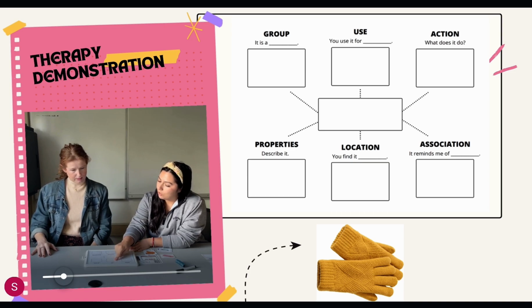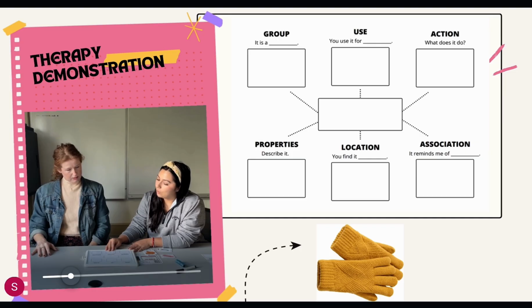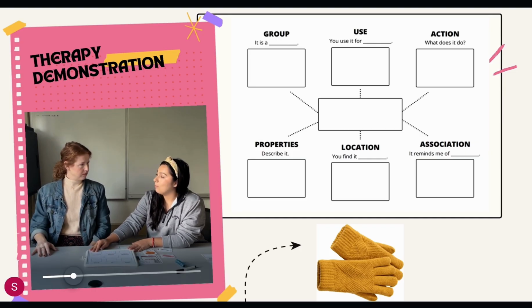And then we'll move on to what you use it for. And then we'll have the action here. You'll tell me what it does. And then for the properties, you can describe it. And for the location, it's like where you can find it, okay? The association would be something it reminds you of.